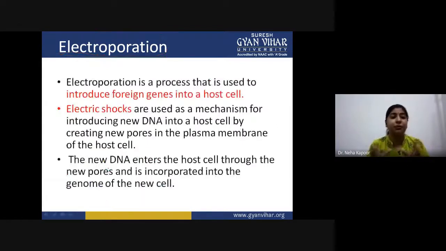That means it is a process which is used to introduce foreign genes inside a host cell, and we are basically employing electric shocks as a mechanism to introduce new DNA, or your gene of interest, into a host cell by creating pores in the plasma membrane of the host cell. The foreign DNA will enter through these pores and get incorporated into the genome of the new cell.